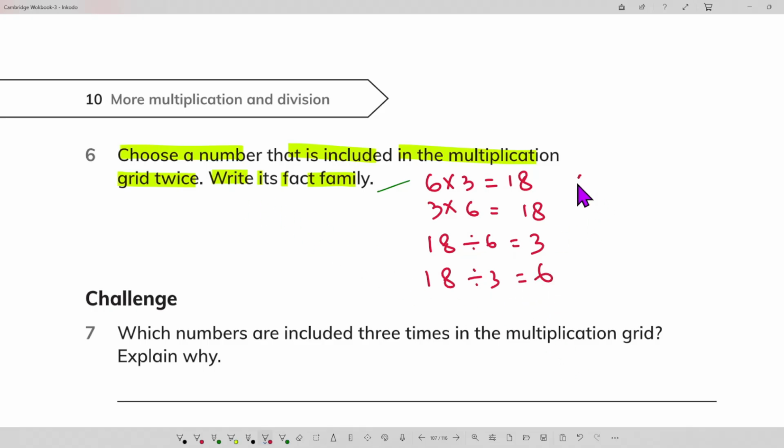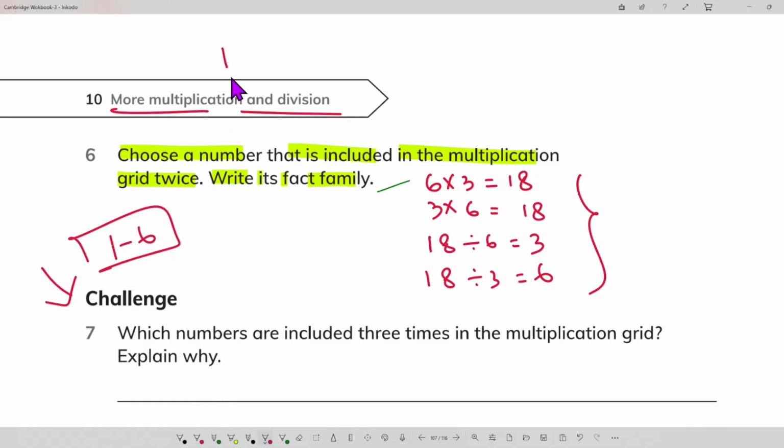This is our fact family. So no more today. In this video I'm trying to solve 1 to 6. Next video we will start from the challenge of more multiplication and division, unit 10.